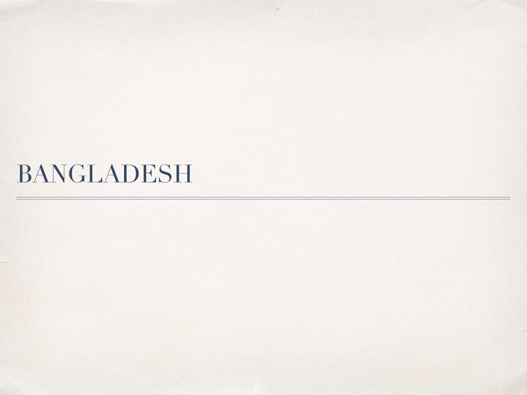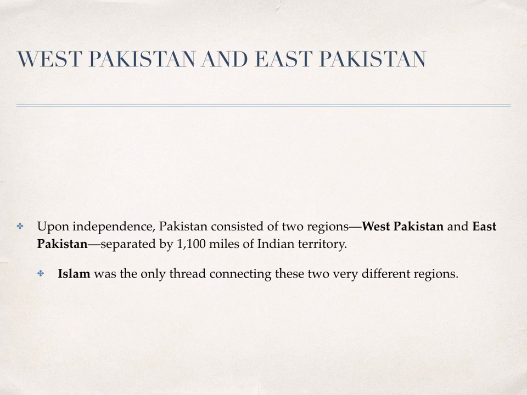Bangladesh. West Pakistan and East Pakistan. Upon independence, Pakistan consisted of two separate regions, West Pakistan and East Pakistan. They were separated by 1,100 miles of Indian territory. Islam really was the only thread that connected these two very different regions.